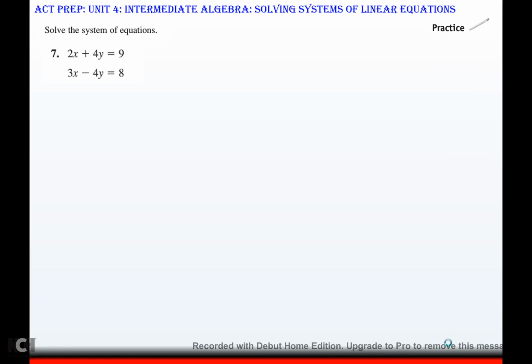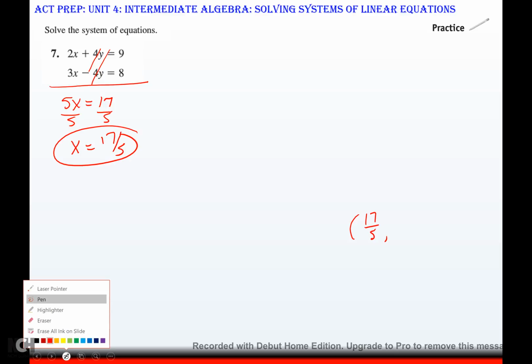Okay, so again on 7, I notice Happy Birthday, Merry Christmas to me. If I try and add before I multiply the top by the bottom and the bottom by the top, the y's cancel, so I get to skip those steps. So add what's left, I get 5x equals 17. So divide by 5, I get x equals 17/5. There's half of my answer.